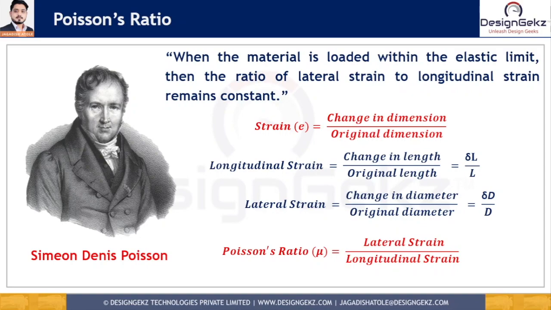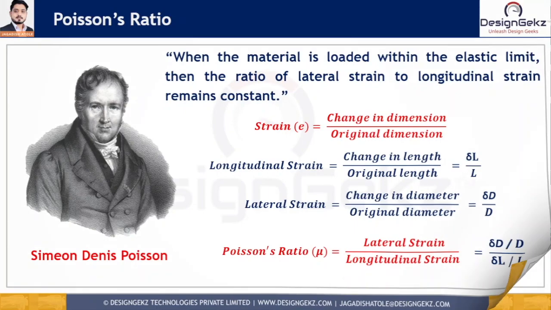So the Poisson's ratio will be delta D upon D, that is lateral strain, divided by longitudinal strain, that is delta L upon L. Basically, the longitudinal strain is the ratio of axial deformation to the original length, or it is also defined as the deformation per unit length in the direction of the applied load, represented as delta L upon L. And the lateral strain is the strain produced perpendicular to the direction of the applied force, and that is indicated as delta D upon D.